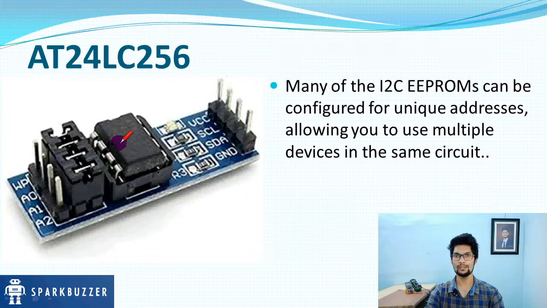Many I2C EEPROMs can be configured with a unique address, which allows us to add multiple devices on the same I2C bus. For example, an I2C LCD display and EEPROM on the same I2C bus. You can see here these are power pins, and these are the I2C connections, SDA and SCL, and the address can be selected from here, A0, A1 and A2, and WP means write protect.